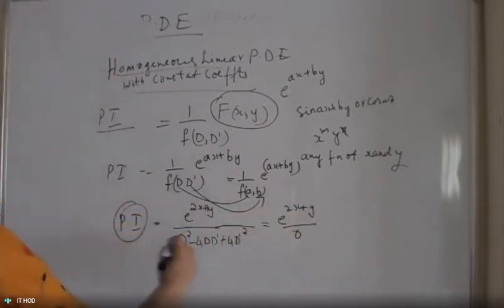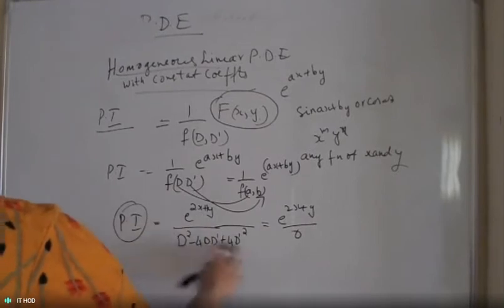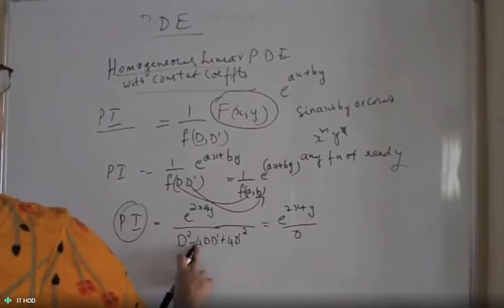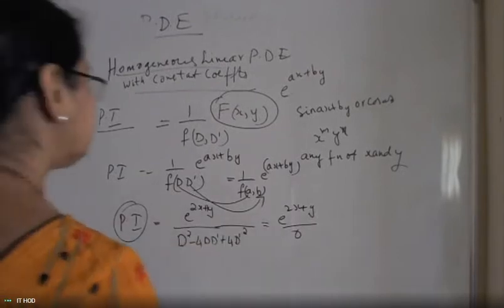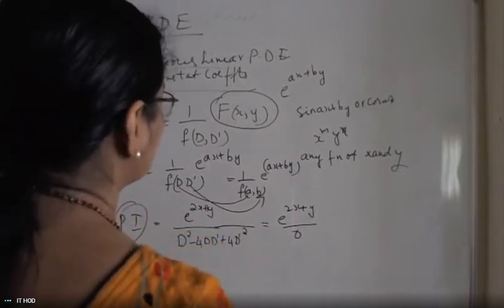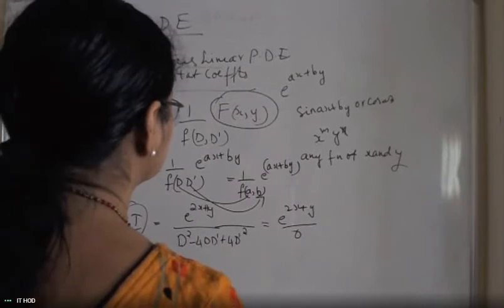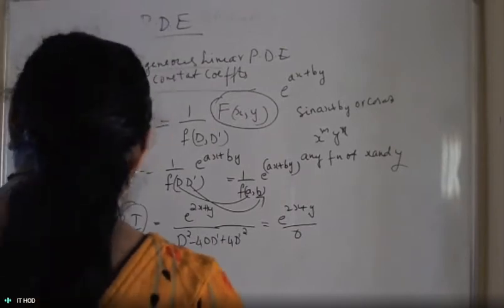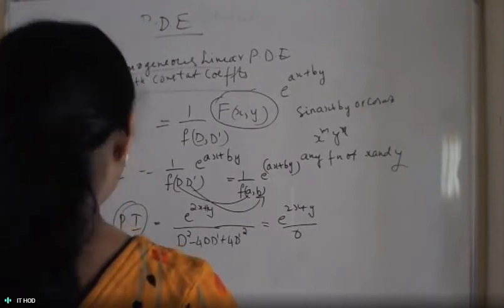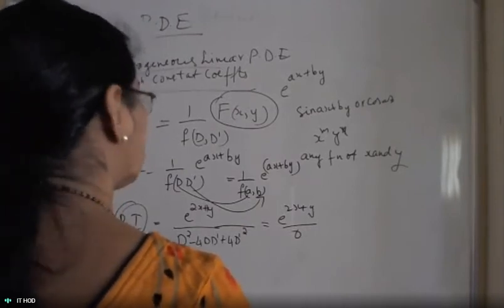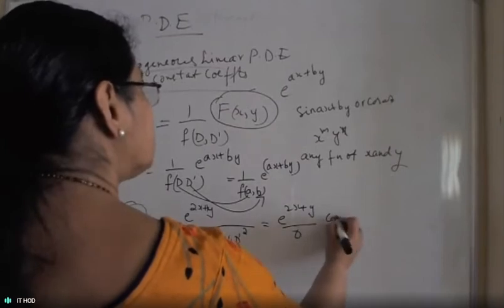You are taking the values here. This is 2 square minus 4 into 2 into 1 plus 4, like that. This will cancel out. Right? 2 square minus 4 into 2 plus 4. Okay. So this is equal to 0, case failed.